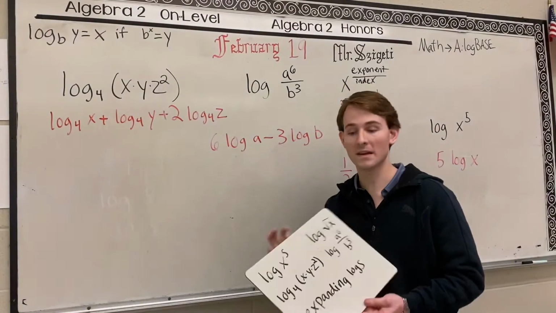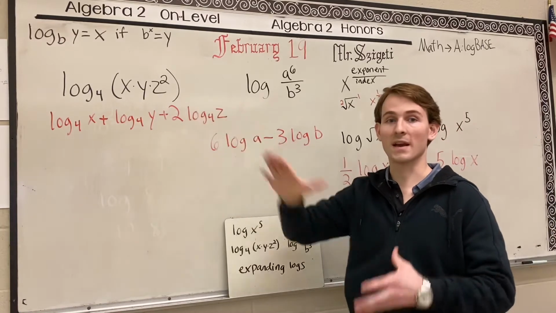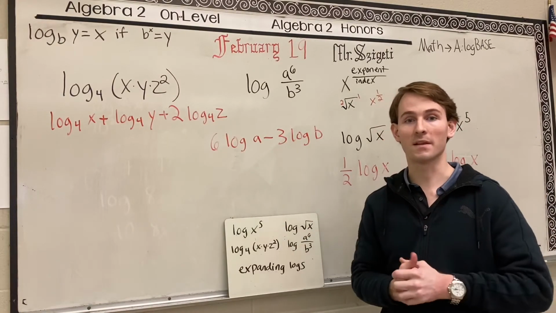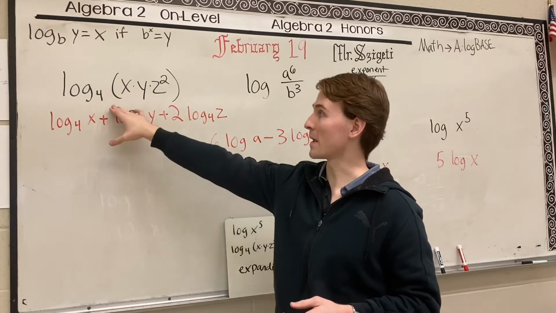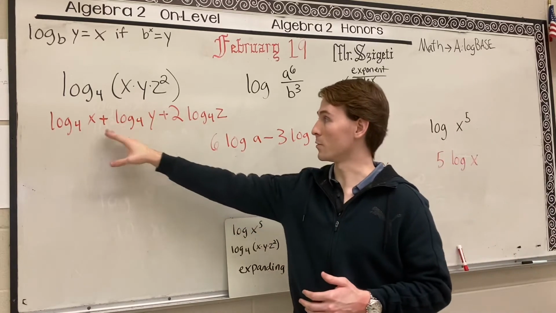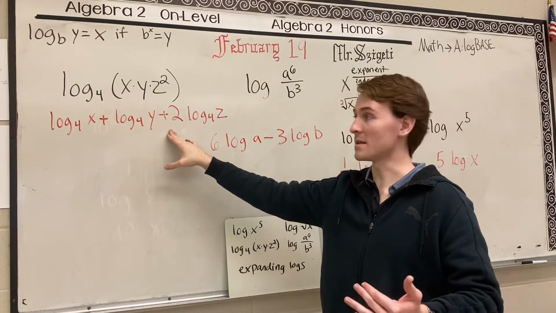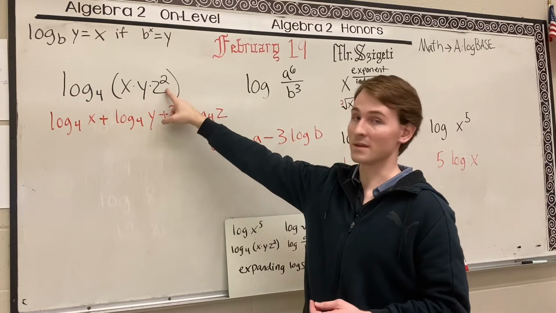All right, so now we're taking our condensed logs, our initial problems here, after we added or subtracted them, multiplied or divided them respectively. We're going to go ahead and expand it back out. So I have log base 4 of xyz squared, so I can go ahead and make it into addition between all the same base with that argument. This 2 comes from z squared.